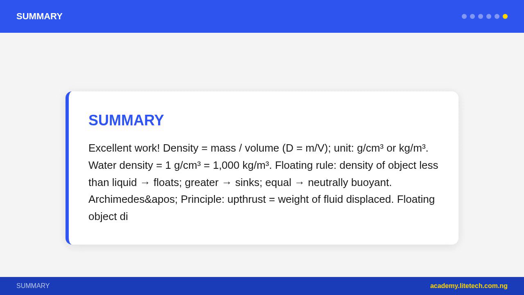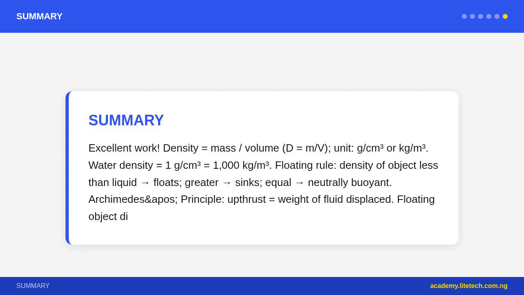Excellent work. Density equals mass over volume. D equals m over v, unit g/cm³ or kg/m³. Water density equals 1 g/cm³ equals 1000 kg per cubic meter. Floating rule: density of object less than liquid, floats; greater, sinks; equal, neutrally buoyant. Archimedes' principle: upthrust equals weight of fluid displaced. A floating object displaces its own weight of fluid.